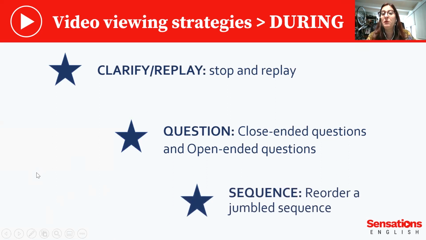Another strategy would be to sequence, that is to have 3 shorter clips of the whole video. Instead of showing the whole video, you have 3 shorter clips, you show them in a jumbled order, and then you ask students to put the bits in order and justify why. Okay, this is good to work on the language of sequencing. All right.